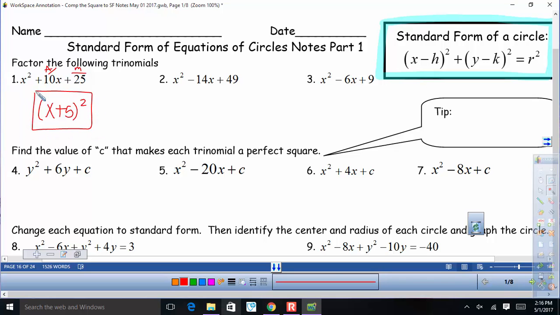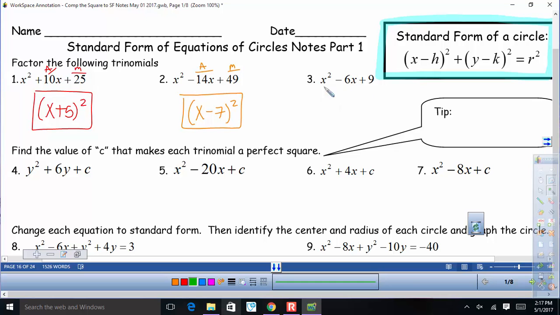Okay, do you notice how this right here is very similar to this right here? Okay, it's in the same format. That's what we're going for. Okay, so what number multiplies to give me 49 and adds to give me negative 14? So we would write that as (x minus 7) squared.